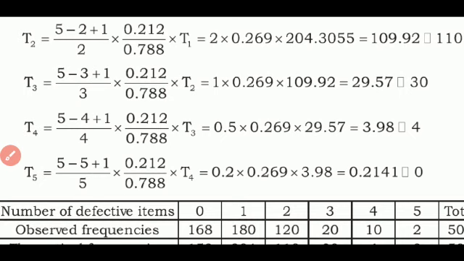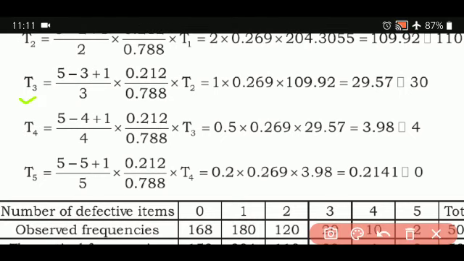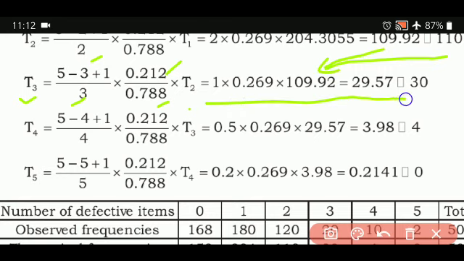Similarly, T3. For T3 we are going to find, the value of x is 3. Here it is 3. P and Q are the same here. Then T1 becomes T2, and you are substituting this value here. When you simplify, you get 29.57, which is approximately equal to 30.